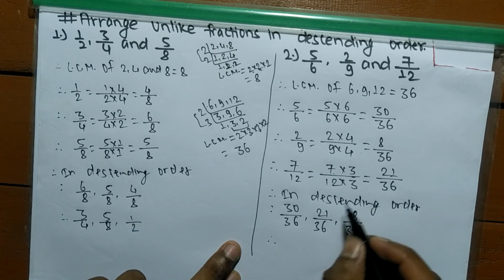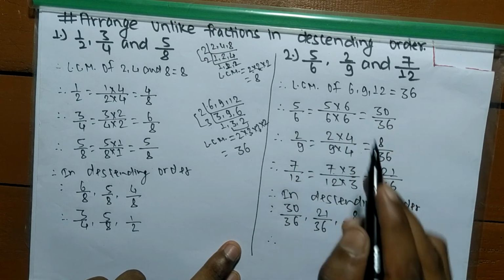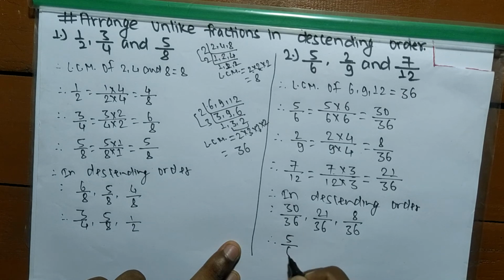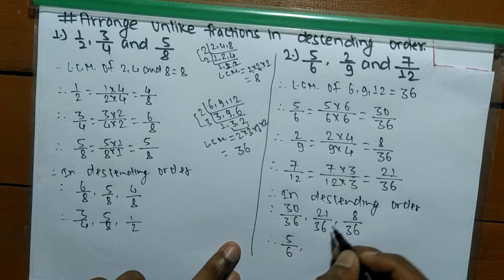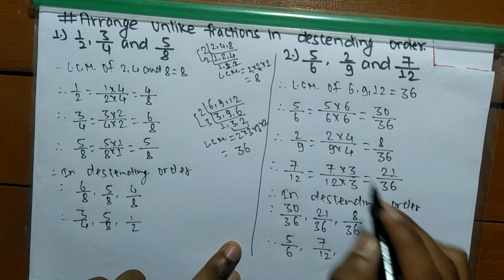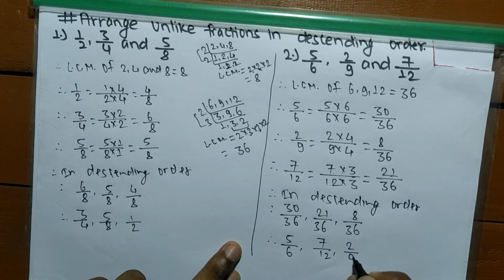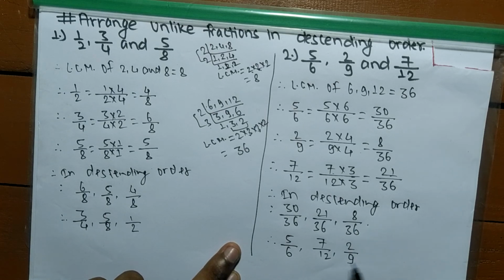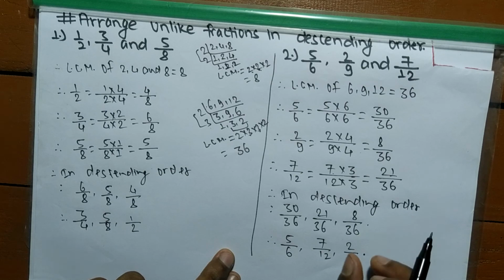Now 30 by 36 corresponds to 5 by 6. 21 by 36 corresponds to 7 by 12. 8 by 36 corresponds to 2 by 9. So here is the arrangement in descending order. The like fractions are converted back into the unlike fractions. In this way we can arrange unlike fractions into descending order.